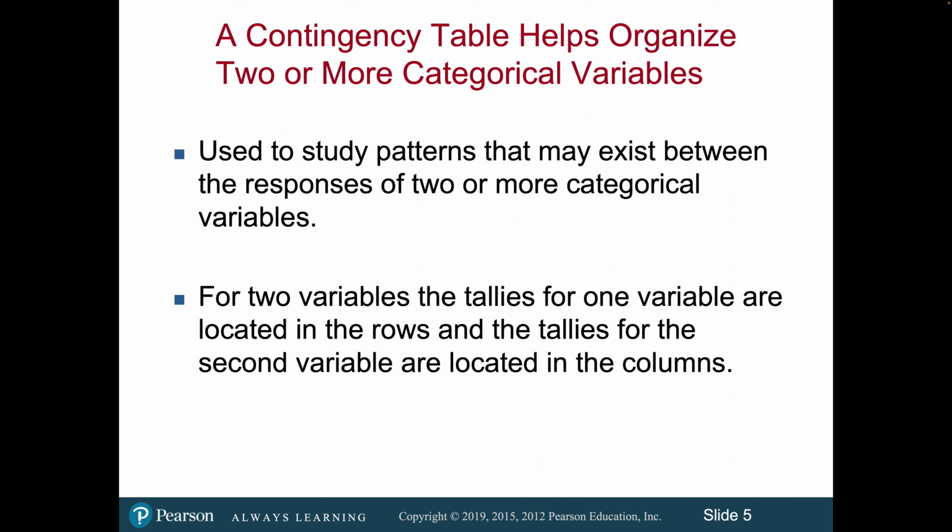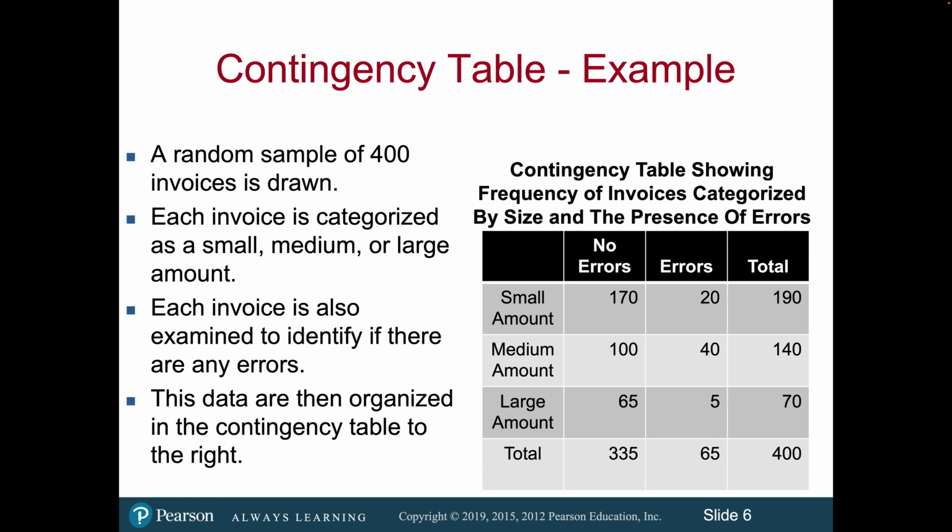A contingency table helps us transition into organizing two or more categorical variables. As an example, let's say we're examining invoices that are small, medium, or large, and comparing the number of errors, categorized as no errors or an error was committed, across these different sizes of invoices. So you can see the chart's very straightforward.